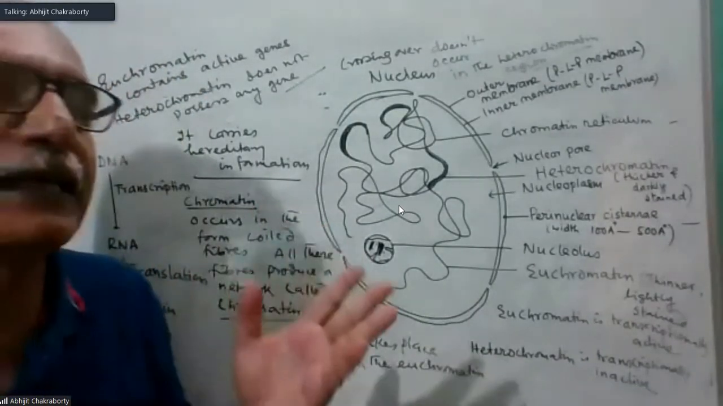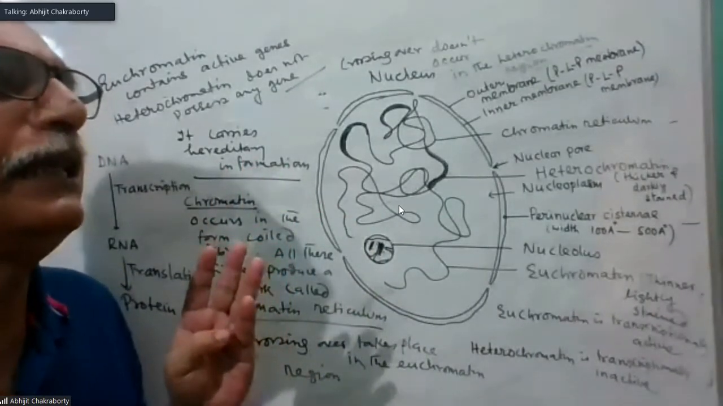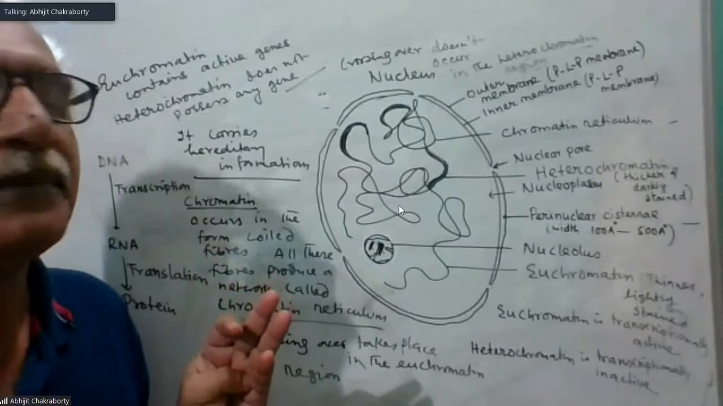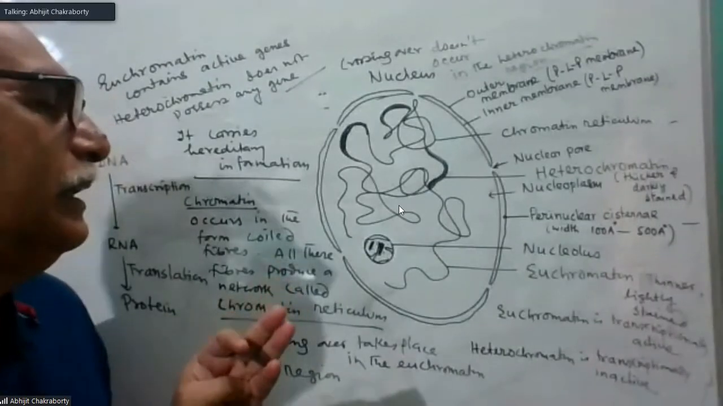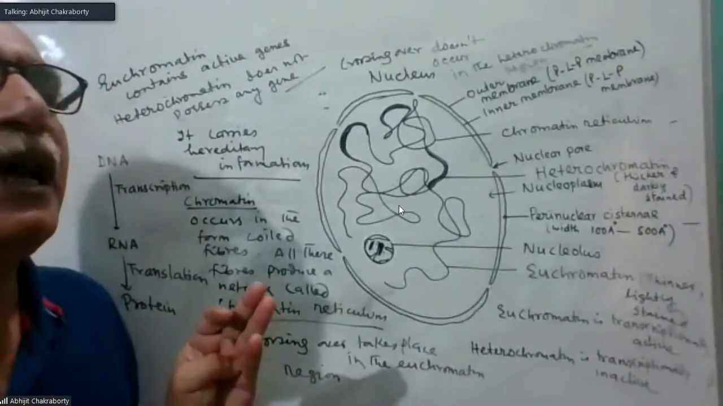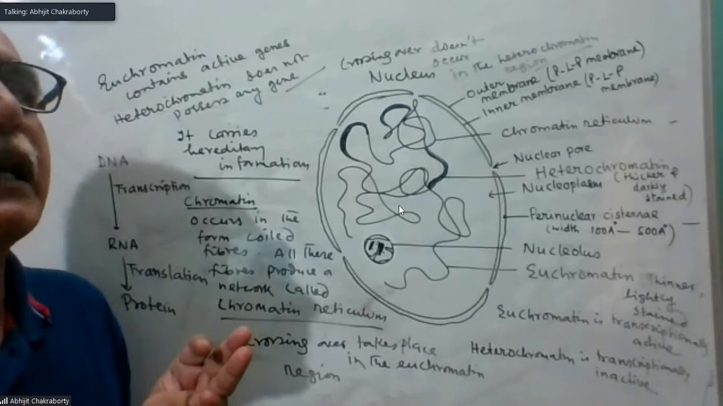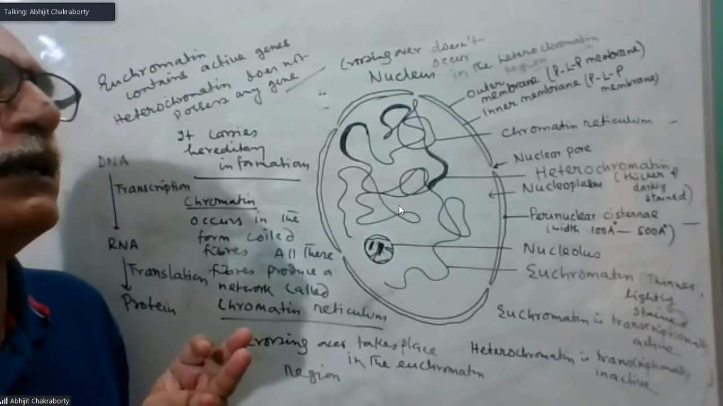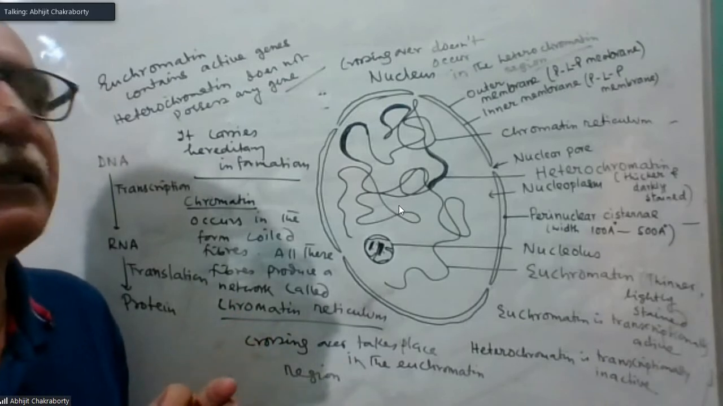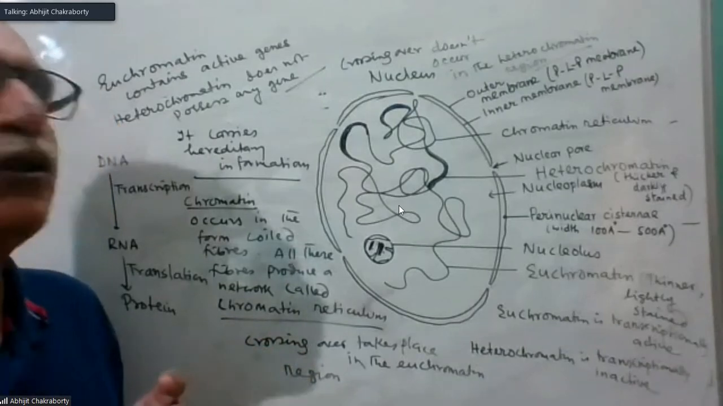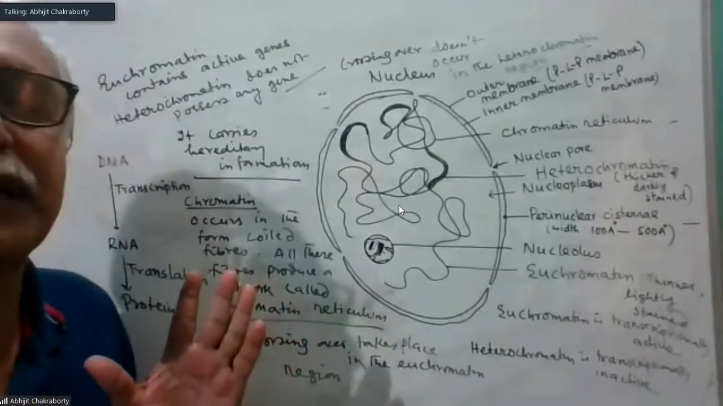So what are the differences I discussed here? First, just remember this. Euchromatin is thinner and lightly stained. Heterochromatin is thicker and darkly stained. Euchromatin is transcriptionally active. Heterochromatin is transcriptionally inactive. Euchromatin possesses active genes. Heterochromatin doesn't possess any gene. In the euchromatin region, crossing over takes place. In the heterochromatin region, no crossing over occurs. So these are the basic points of difference between euchromatin and heterochromatin. Is it clear to you?